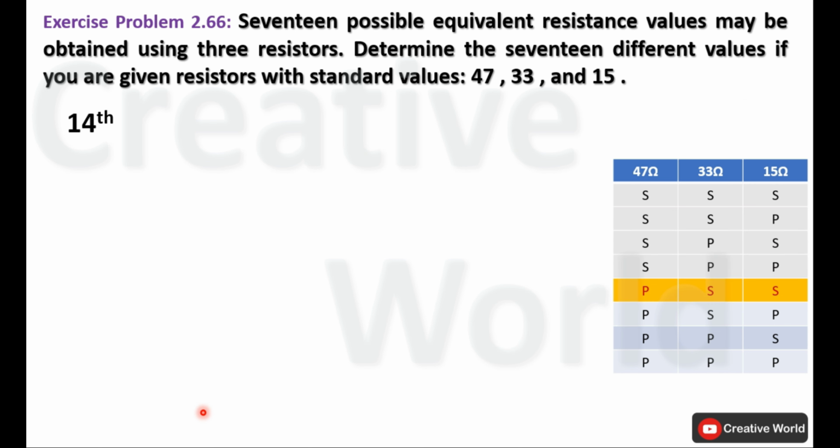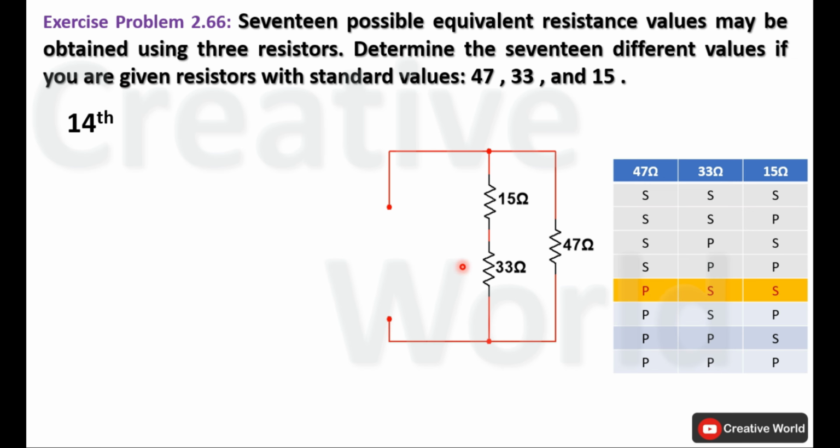Move to next configuration. In this configuration, 33 and 15 ohm resistances are connected in series, while both of these resistances are connected parallel to 47 ohm resistance. Circuit diagram is provided here. Solve this circuit diagram to calculate equivalent resistance. First of all, these two resistances will be added together because these are connected in series connection, and their equivalent resistance will be 48 ohm.